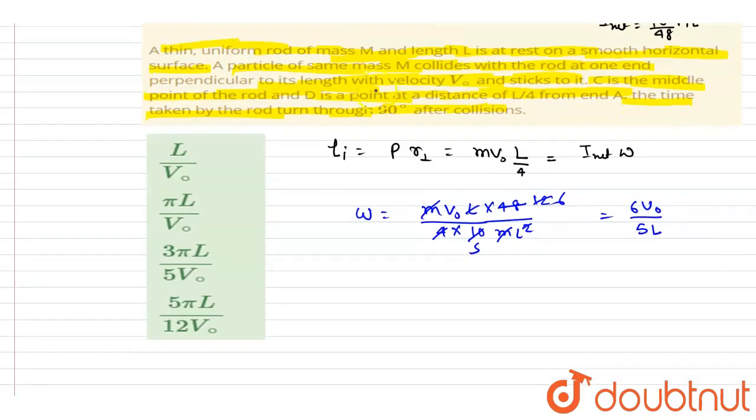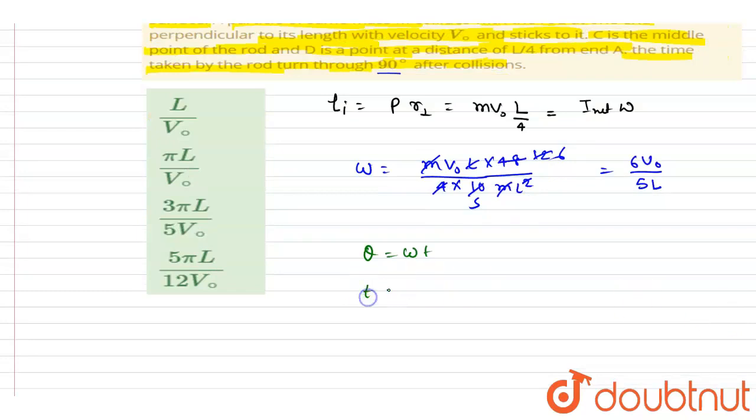Now we want the time taken by it to turn through an angle of 90 degrees. So we simply write theta is equal to omega t, and t is equal to theta by omega. Theta is pi by 2, and omega is 6 v0 by 5L. So it is 5 pi L by 12 v0. So you can see here D is the correct one.